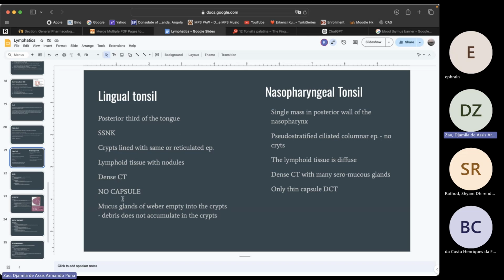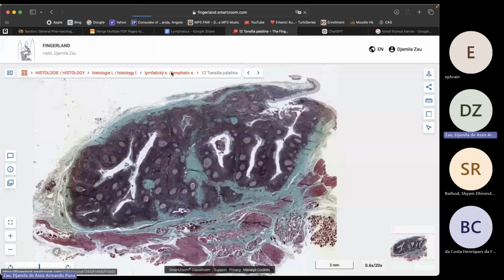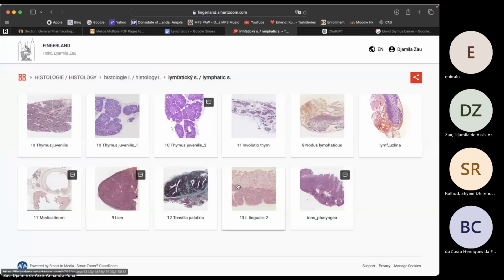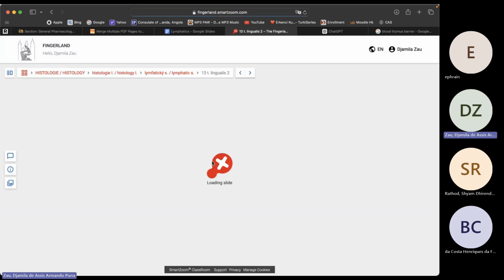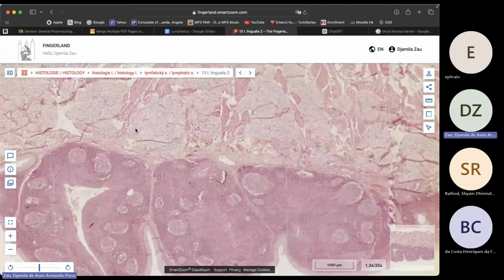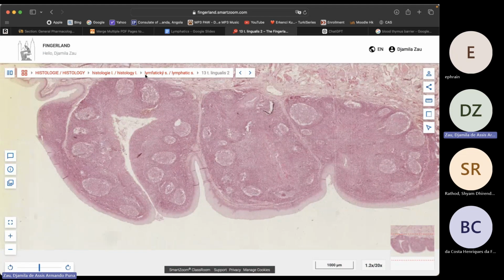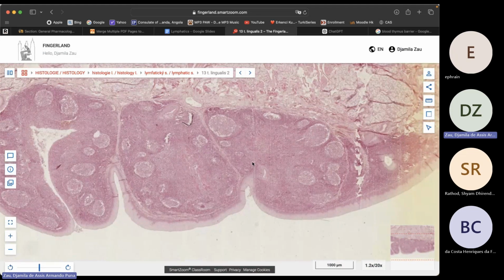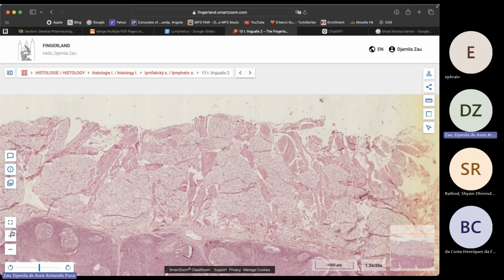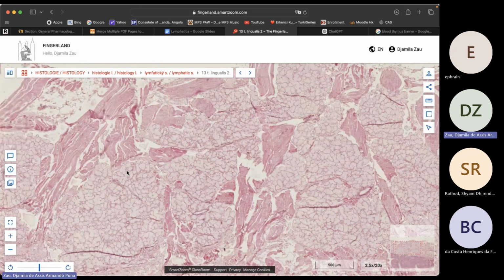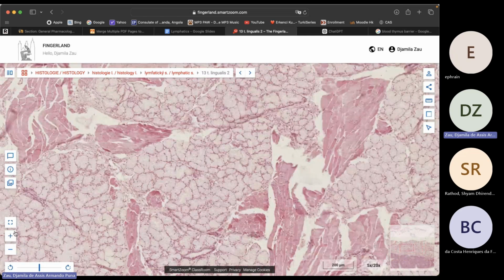There's absolutely no capsule, and you will see glands in the lingual tonsil. You will see glands. For the nasopharyngeal tonsil, we needed to learn the theory. However, I don't think there was a slide for nasopharyngeal tonsil. There is, but I don't remember us doing it. Anyways, so this is the lingual tonsil. As you guys can see, this is the tonsils and the glands. I mean, the entire thing is the tonsils, but really what you can differentiate it by is these glands.